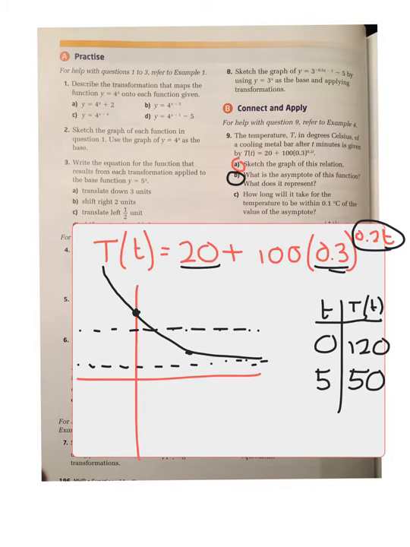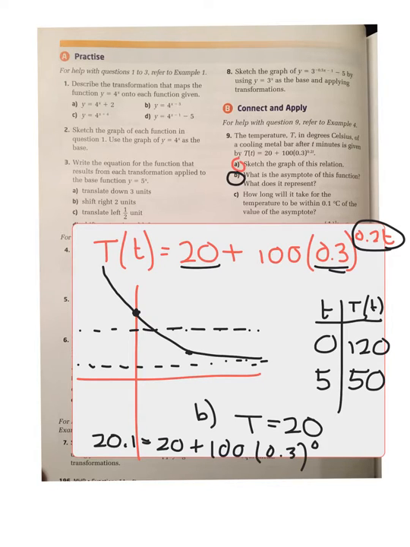B, what is the asymptote of this function? We know that is T equals 20. So y value, therefore it's T equals 20. How long will it take for the temperature to be within 0.1 degrees of the value of the asymptote? So what you're trying to do there is substitute a value so that 20.1 is what you're trying to get to, equals 20 plus 100 times 0.3 to the power 0.2t, and you have to solve that. And of course what we're going to do first is subtract 20 and then divide by 100.